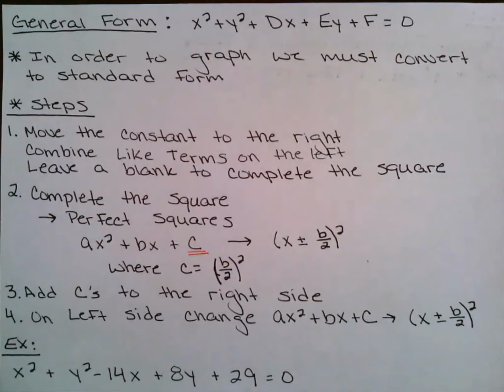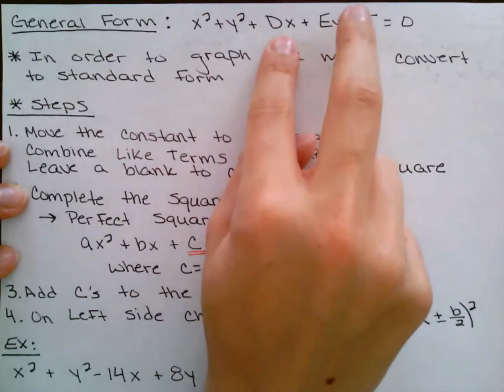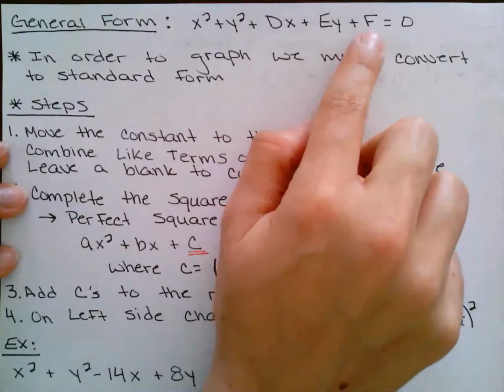So our circles are not always given to us in standard form. Sometimes they're given to us in general form. And what that means is that those binomial squares were distributed and everything was moved to the left side of the equation. All right, so you can see we'll have our x and our y squares, an x and y to the first power, and then a constant.